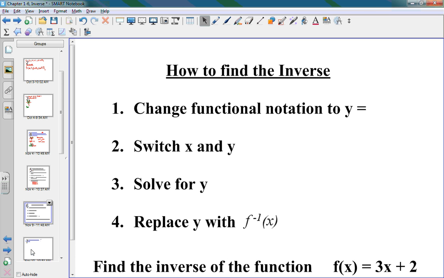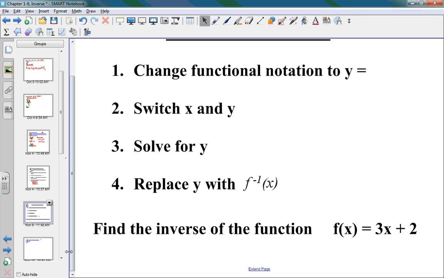Why am I wanting you to replace it with y equals? Because what you're going to do to find the inverse is switch x and y. Step 3, then you're going to solve for y. In step 4, you're going to replace y with f inverse of x. And this is an example right here.